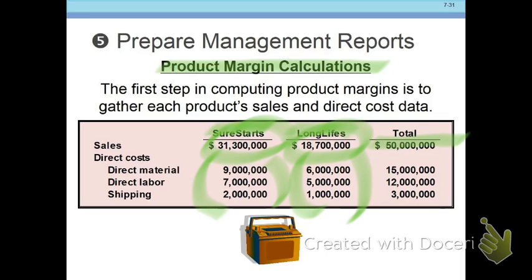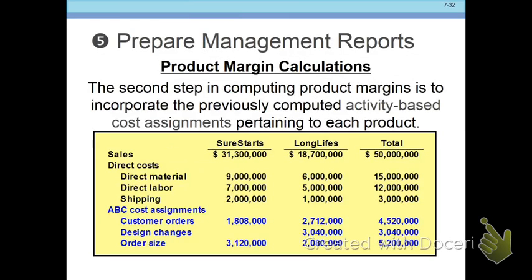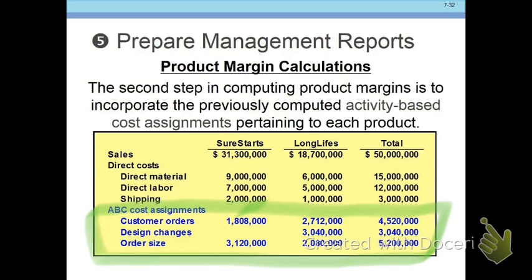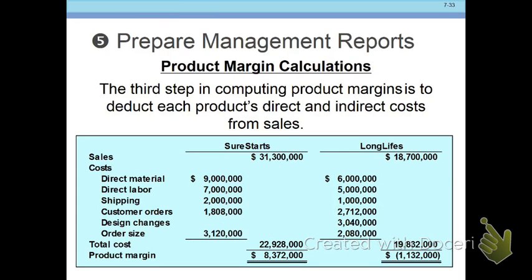And then we have to worry about allocating our overhead. So now what we're going to do is go ahead and allocate our overhead. And at the bottom here, the numbers at the top are exactly the same. What they did is they added their activity-based costing down here for customer orders, design changes, and order size. And the reason why they did that is now they can take a look at the product margin by battery.